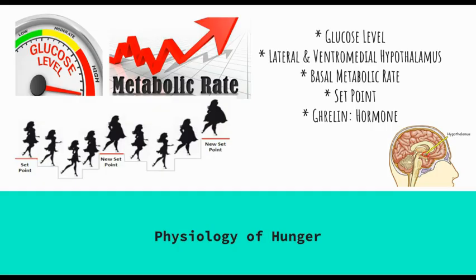Another important part of the physiological piece of hunger is our metabolic rate, also called our metabolism. Our basal metabolic rate is the energy we use or burn when our body is at rest. So individuals who have an easier time losing weight tend to have a higher metabolism, meaning that they burn more energy at rest than others. And those who have a harder time losing weight tend to have a lower basal metabolic rate.